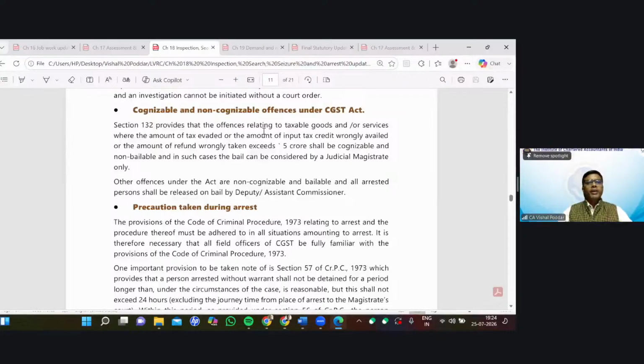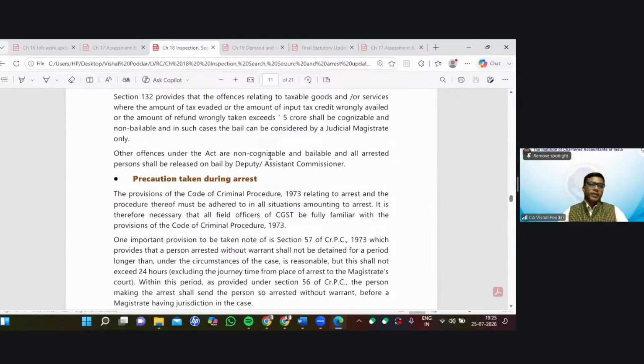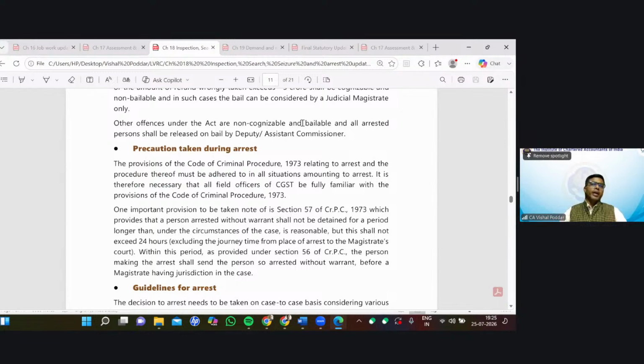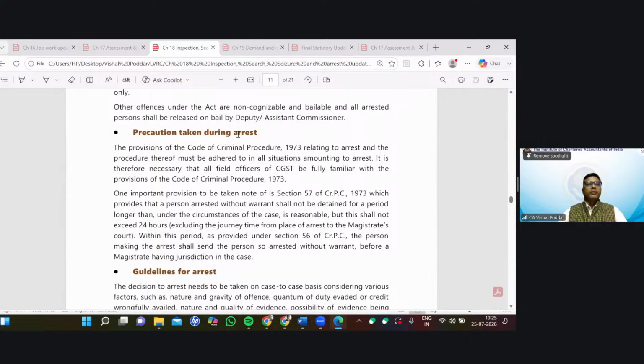So section 132 provides that for offenses relating to taxable goods or services where the amount of tax evaded, or the amount of input tax credit wrongly availed, or the amount of refund wrongly taken exceeds 5 crores, in such cases it shall be cognizable. So 5 crore is the criteria to treat the offense as a serious offense where the officer can directly arrest a person and it will be non-bailable and bail can be granted only by the judicial magistrate. Other offenses will be non-cognizable and they will be bailable. An arrested person shall be released on bail immediately by the deputy or assistant commissioner.